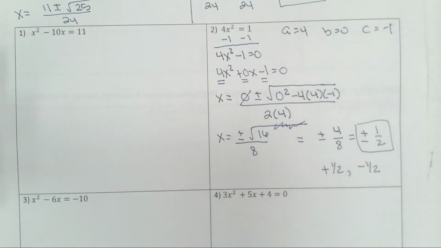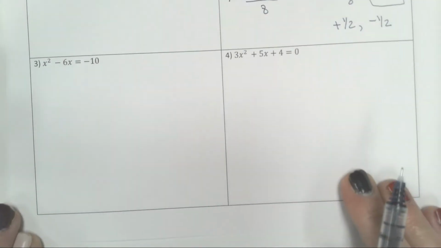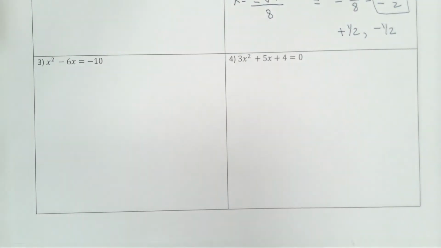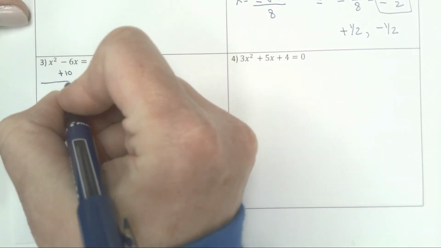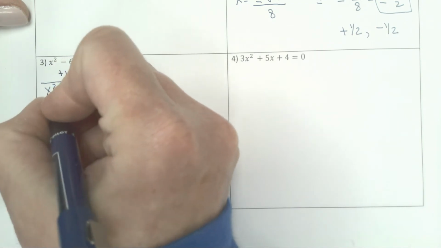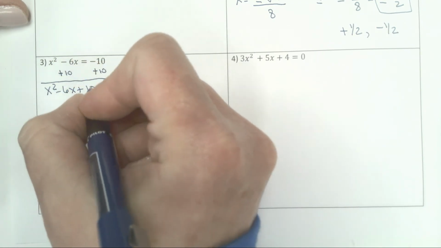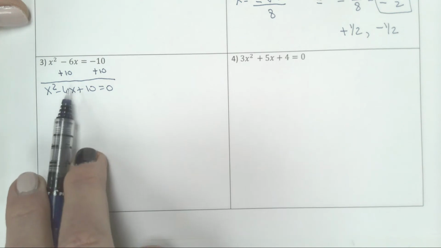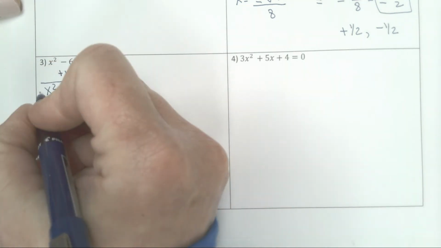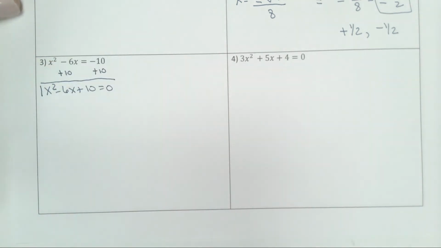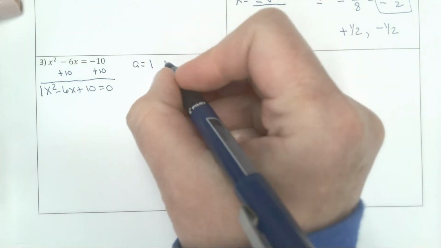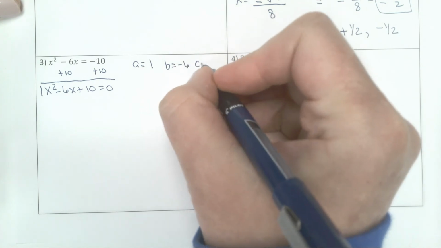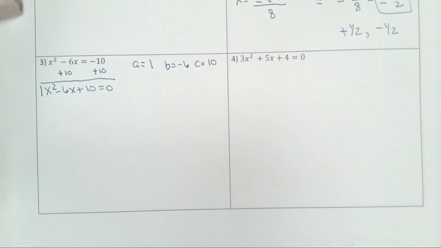Let's go with number 3 next. There we go. So my first move is to add 10 to both sides so that I can have it in standard form. If there's no number in front of x squared, it is always an implied 1. So I know a is 1, b is -6, and c is 10.